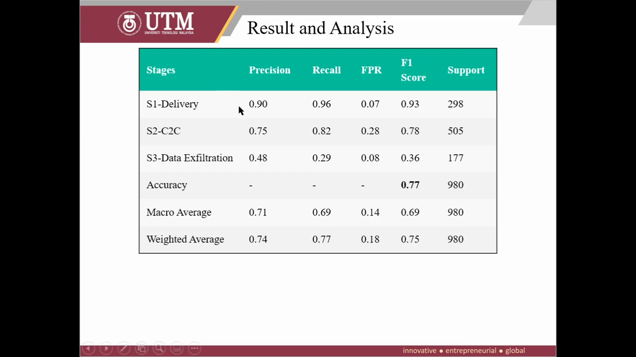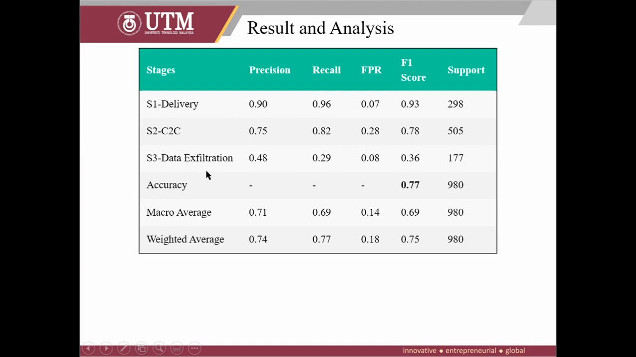And here we come to the classification reports that we have here: S1, S2 and S3. We see that S1 is performing very well, with precision and recall of more than 90% and a low false positive rate. But what we see in S2 is that we have high precision and high recall, but also a high false positive rate of 28%, which is reflected in the confusion matrix earlier.